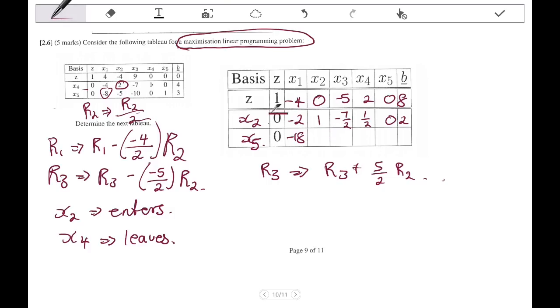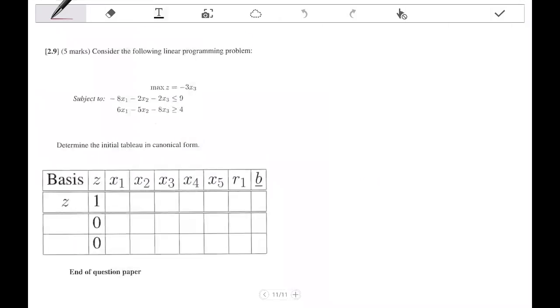Then for the next one, you're going to get 0. This one here, you're going to get -55 over 2, and then you get 5 over 2, you get 1, then the last one is 13. Then that's your new table. So you're done with this equation after completing the table. So this is how we complete the table. Then let's move on to the next question.